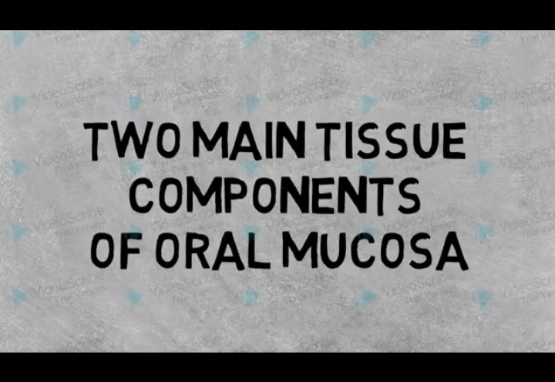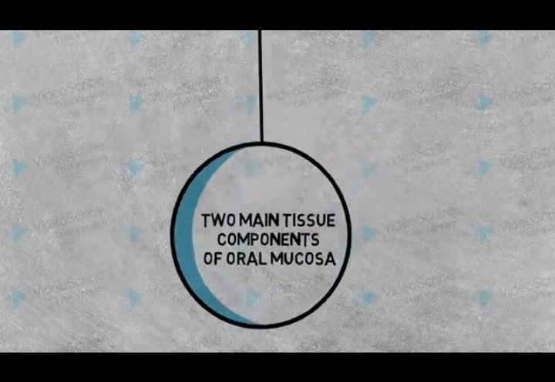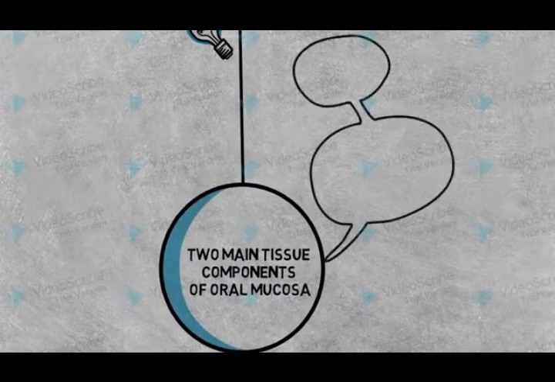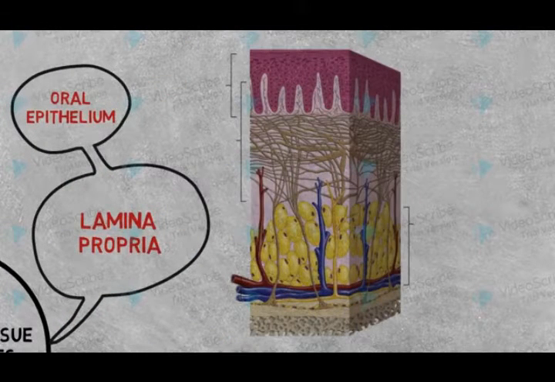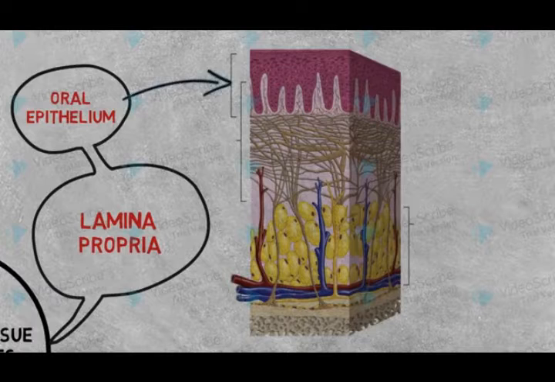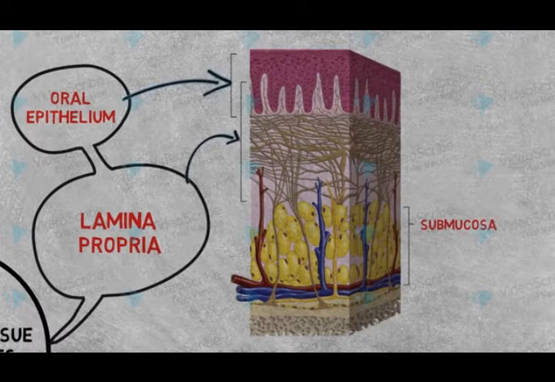Shall we dig in? For starters, the oral mucosa is separated into several layers. The two main tissue components of the oral mucosa are the oral epithelium and an underlying connective tissue called lamina propria. Beneath the lamina propria, however, consists of the submucosa. The interface between epithelium and lamina propria is usually irregular.